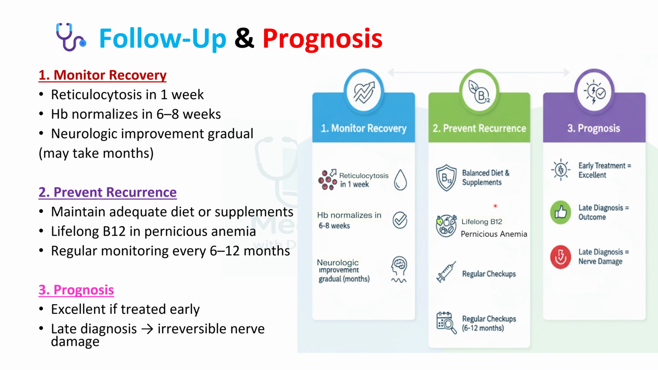To prevent recurrence, maintain a balanced diet or continue B12 or folate supplements if there is an absorption problem. Patients with pernicious anemia need lifelong B12 injections and regular follow-up every 6 to 12 months. Overall, prognosis is excellent when treated on time. But remember, neurological damage can become permanent if therapy is delayed.